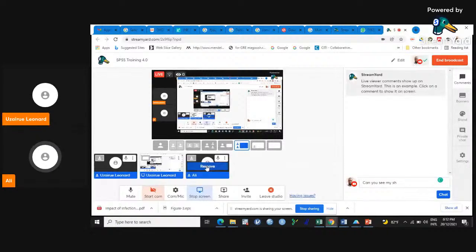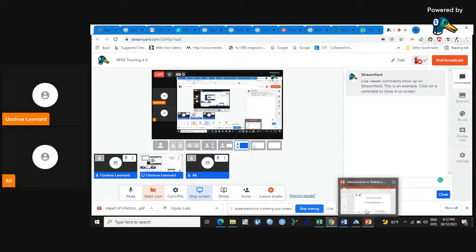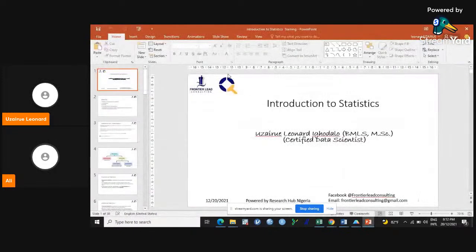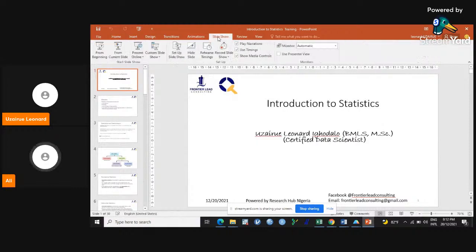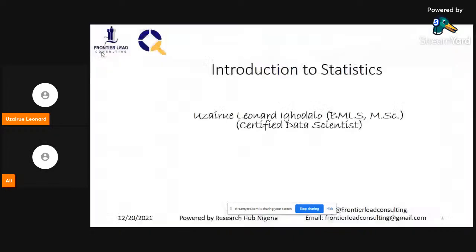Sorry, sir. Yes, I can see your screen, but it's quite small, sir. Now, this is the right screen. Yes, sir. Is it bigger now? Yeah, I turned it. I made it horizontal view, so I can see it normally. Okay. Thank you, sir.